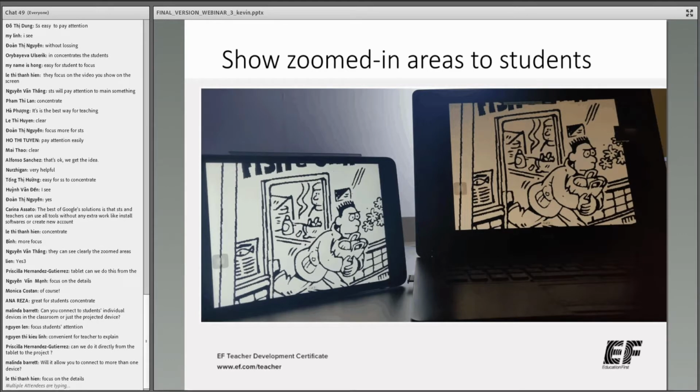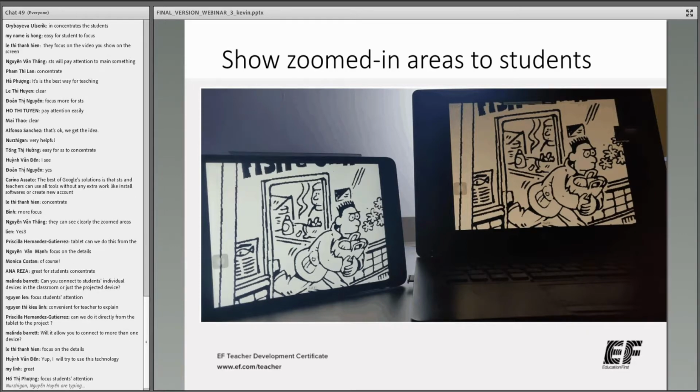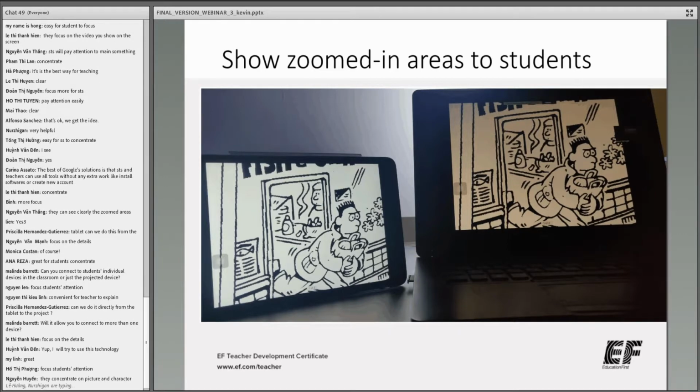Can we do it directly from the tablet to the projector? Zoom needs to be running on the device that is connected to the projector, so there needs to be some kind of computer in the classroom. Unless you have a cable that you can connect directly to your iPad. Those exist as well. But what I'm suggesting here with Zoom and Dropbox doesn't require any cabling, any wiring at all.